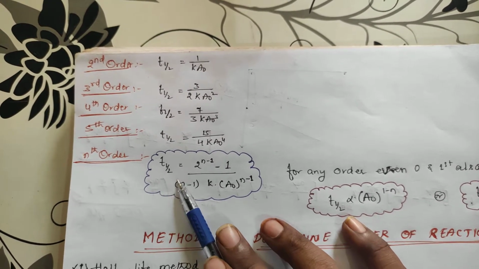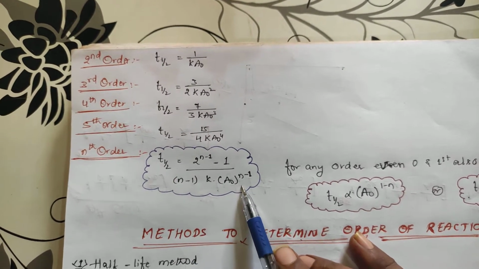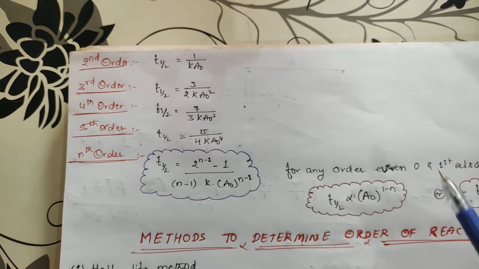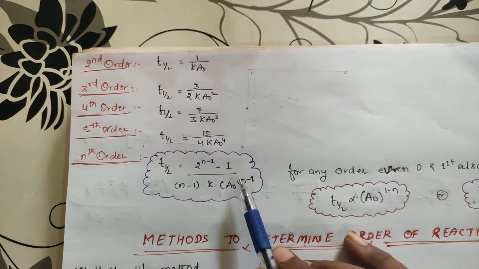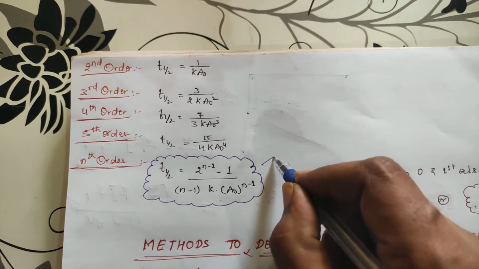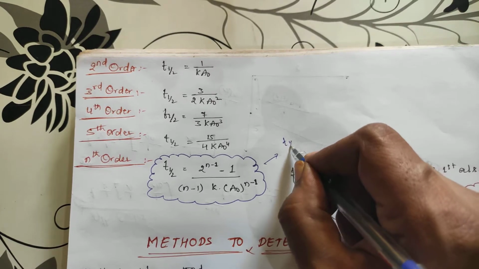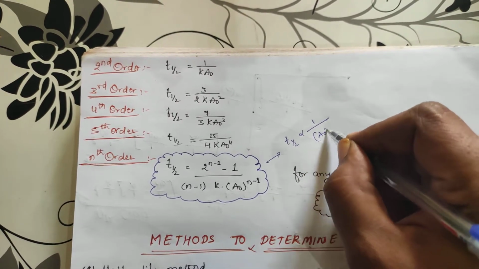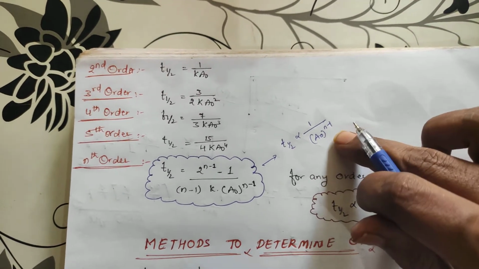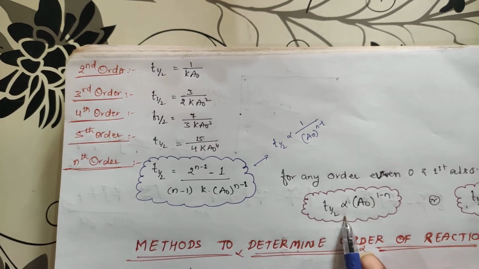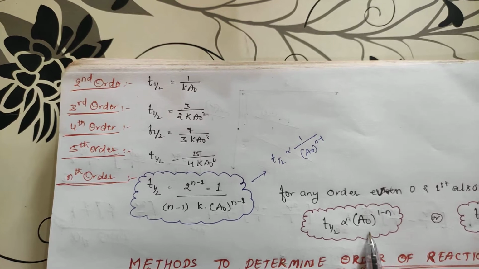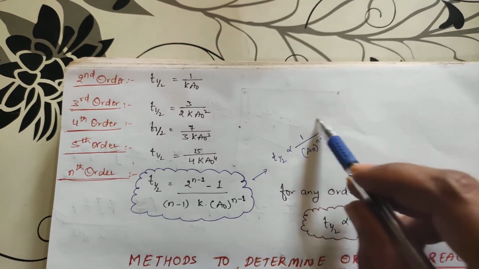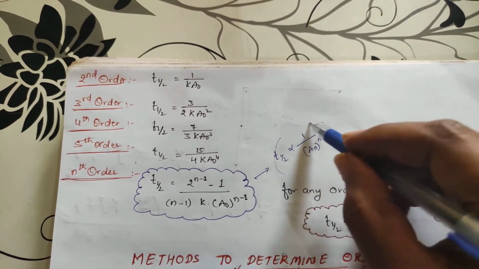So t half depends inversely on a naught power n minus 1. If you bring this to the denominator, I am writing here t half is inversely proportional to 1 by a naught whole power n minus 1. If you bring this to the numerator, t half will be directly proportional to a naught power 1 minus n. And this equation is applicable for t half of any order.